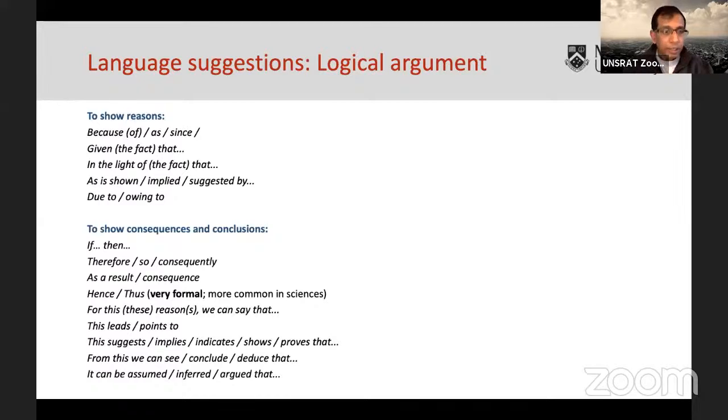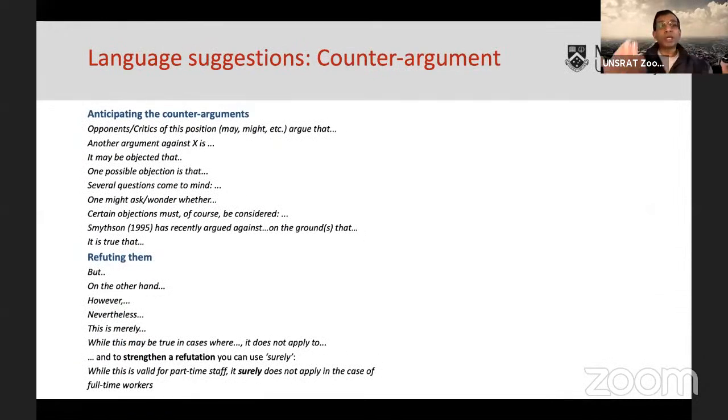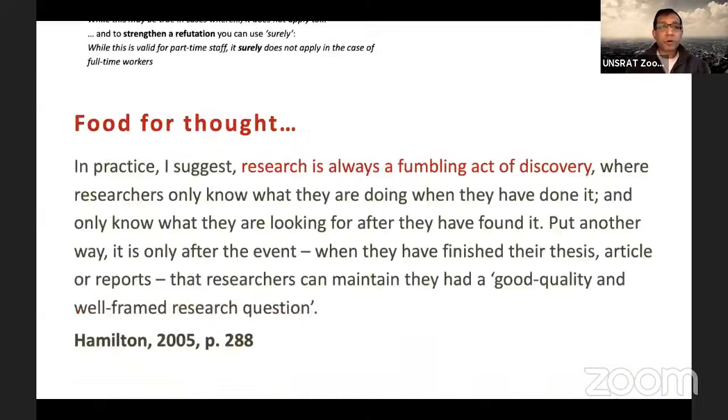Again, it's not about grammar. You all know how to use this, but the question is, do you actually use this in your writing? Maybe not. So you can use it as another checklist. These are for logical argument, and these are for counter argument. Some of them are very obvious, but again, if you look at your writing, you might be surprised that you actually never use the very important term nevertheless. Maybe you just say but, you never say nevertheless. Maybe you didn't realize that. So it is good.